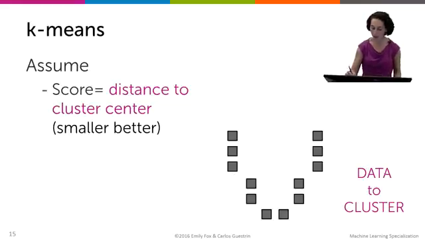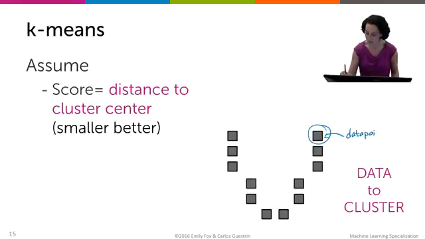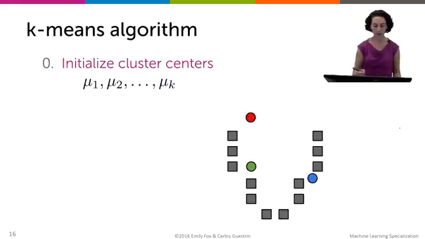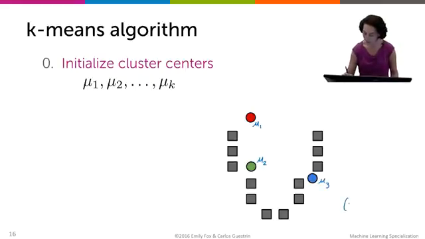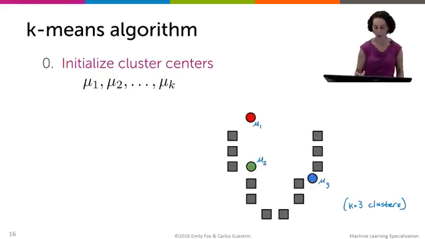So in particular here, these little gray boxes are going to be our data points to cluster. So this might be data point xi. And the first step of the algorithm is to initialize our cluster centers. These circles are going to represent our cluster centers, and we're going to notate the cluster centers with the Greek letter mu. So we have mu1, mu2, and mu3. Here we're looking at an example with k equals 3 clusters. So we have 3 cluster centers.